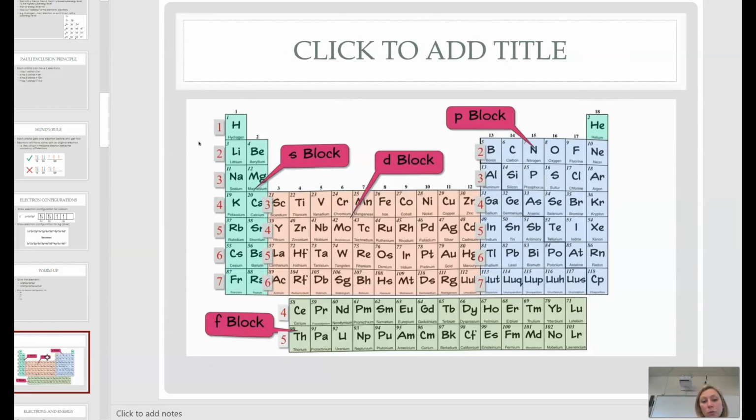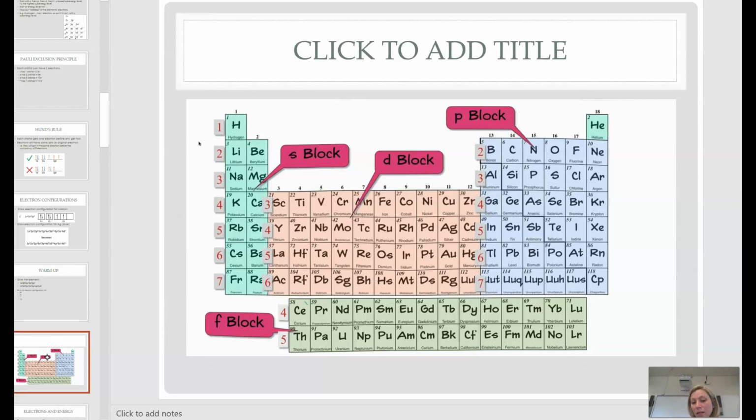So groups 1 and 2, columns 1 and 2, are my S block, meaning whatever I'm ending on would be my S block. The transition metals are going to be my D block. If you count them, it'd be D1, 2, 3, 4, 5, 6, 7, 8, 9, 10. Just so you know, there are 5 orbitals with 2 electrons each, so you can put a total of 10 electrons in there. And then we've got our P block, right? There are 3 orbitals, 2 electrons in each orbital. P1, 2, 3, 4, 5, 6.